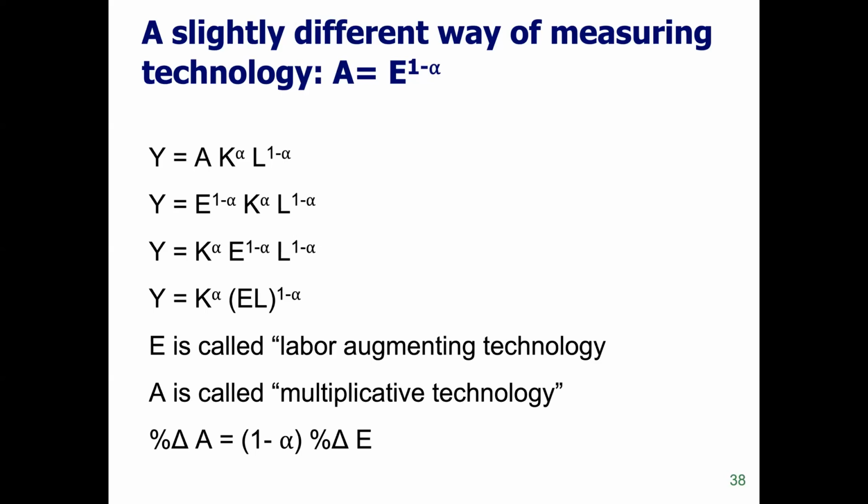And there's a very simple relationship between their percentage changes. The percent change in A is equal to labor share, 1 minus alpha, times the percent change in E, and that's pretty intuitive. Alpha is capital share, 1 minus alpha is labor share. If you have something that's as if you were increasing the amount of labor by 1%, you've got to multiply it by labor share because labor is only doing part of the work in making things. Capital is doing the other part of the work.